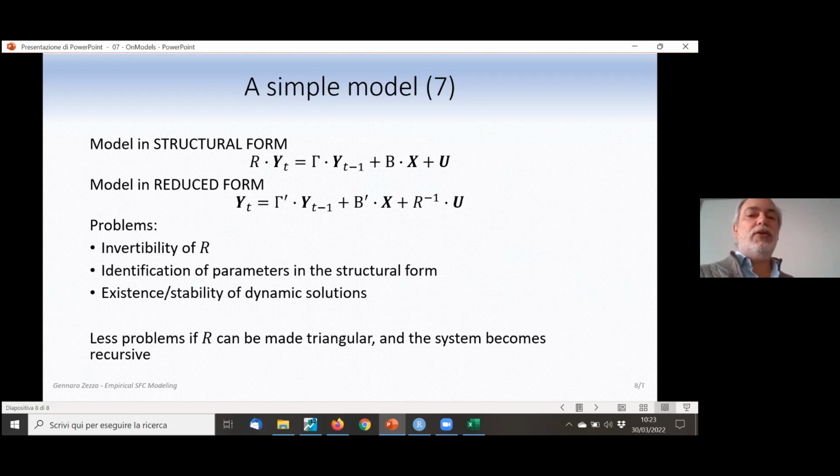And so the mainstream switched from VARs to so-called structural VARs. And the idea is that you impose restrictions on the gamma prime and B prime matrices so that you can identify the original parameters in the structural form.